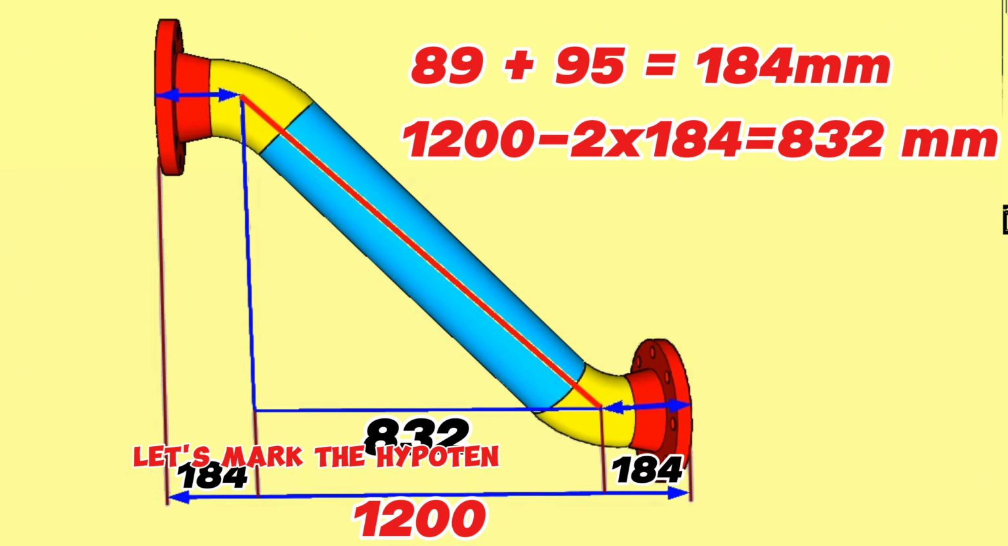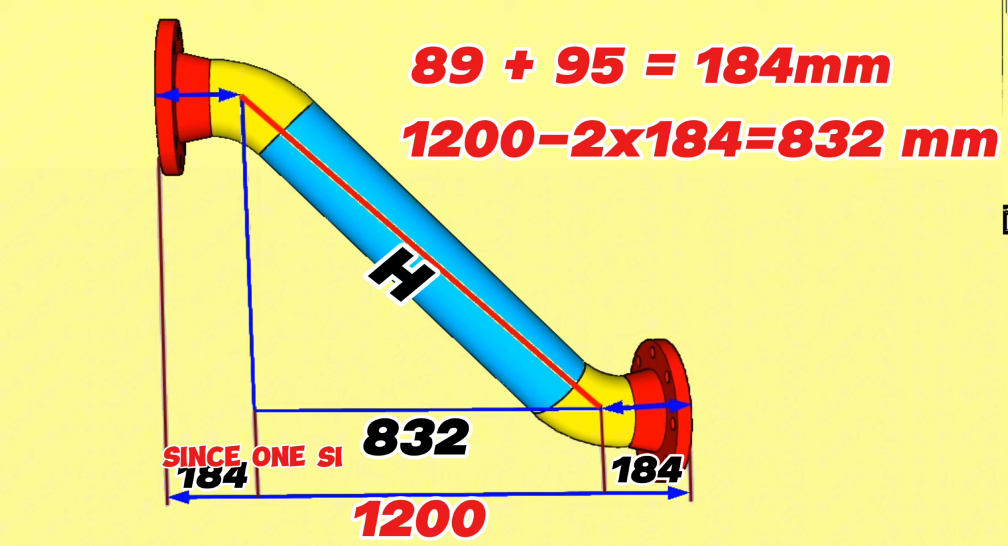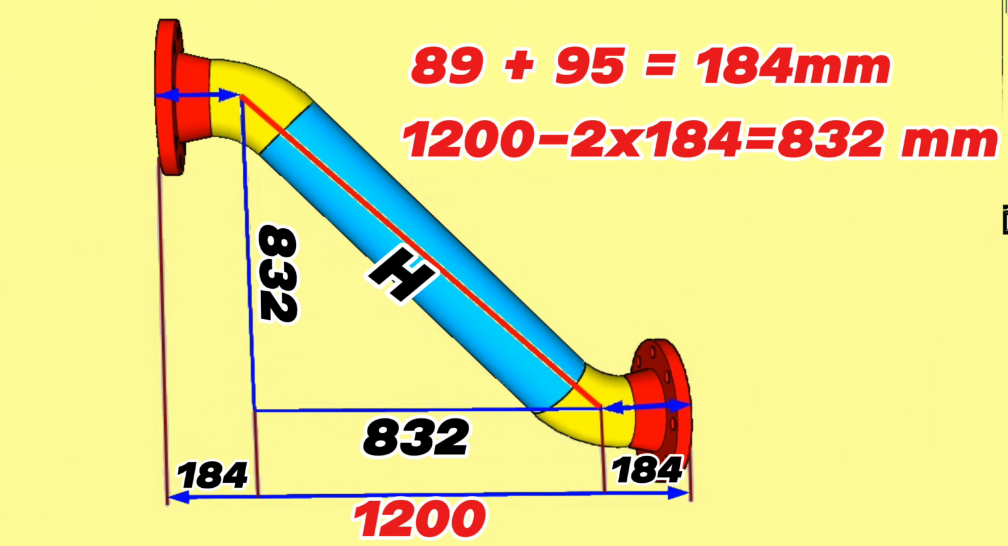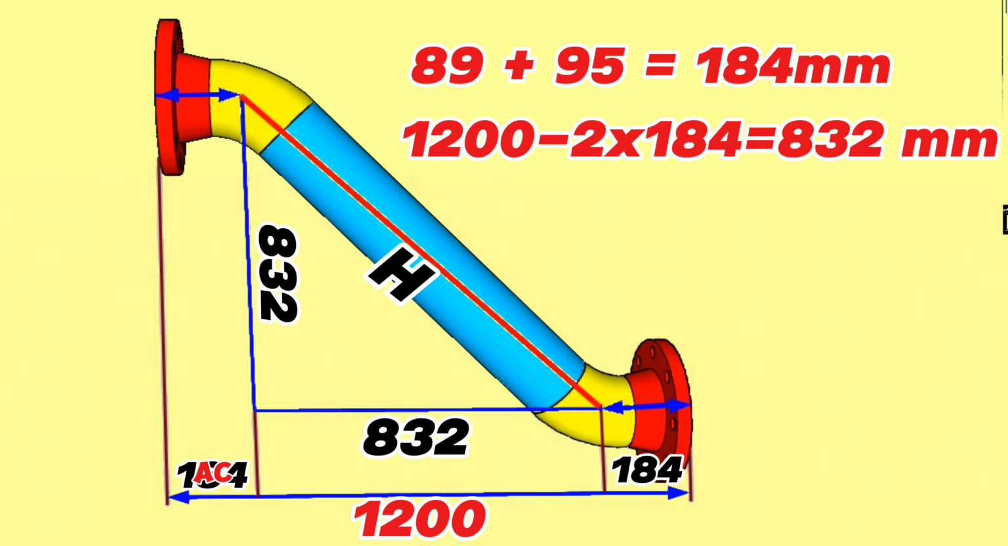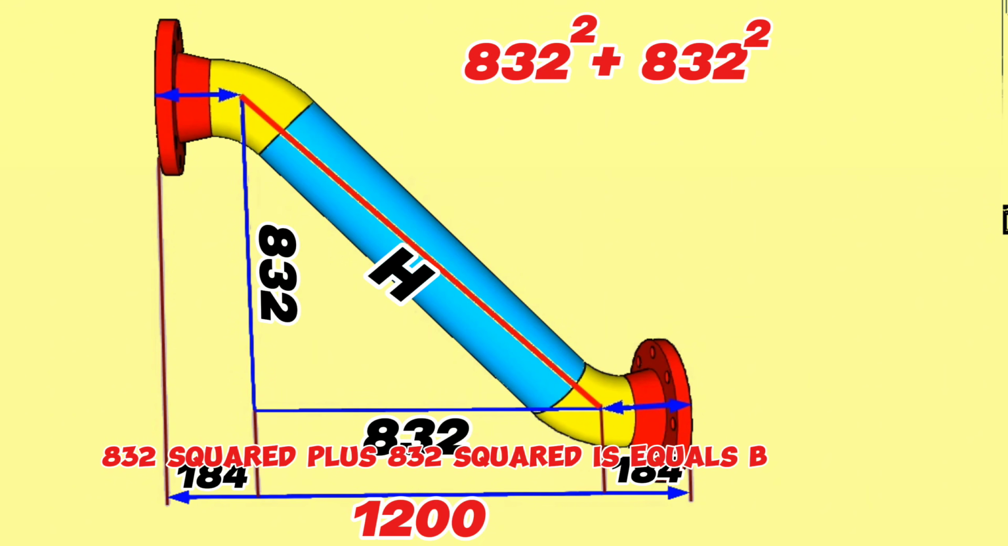Let's mark the hypotenuse of this right-angle triangle with a big letter H. Since one side of this right triangle is 832 millimeters and its angles are 45 degrees, the other perpendicular side will automatically be 832 millimeters. We will use the Pythagorean theorem formula in such cases to calculate the hypotenuse of this right triangle. According to the Pythagorean theorem, 832 squared plus 832 squared is equal to h squared.